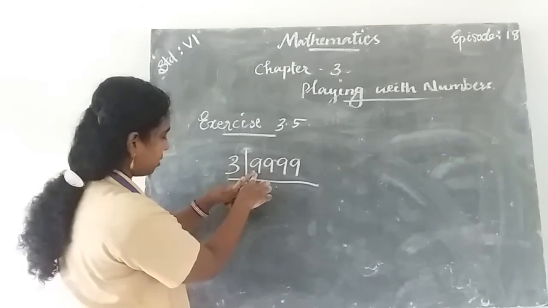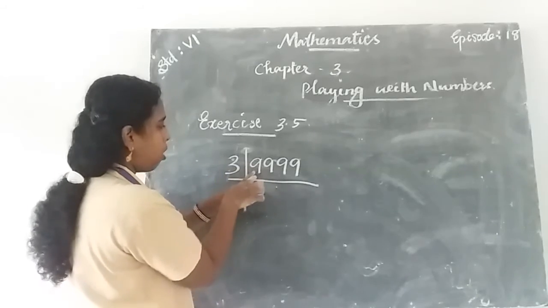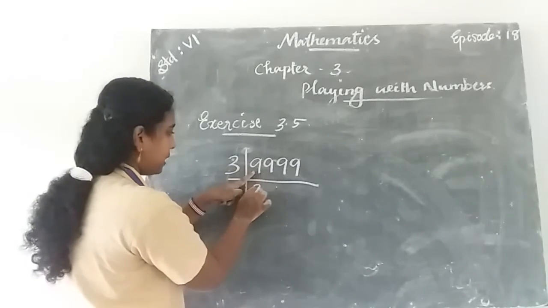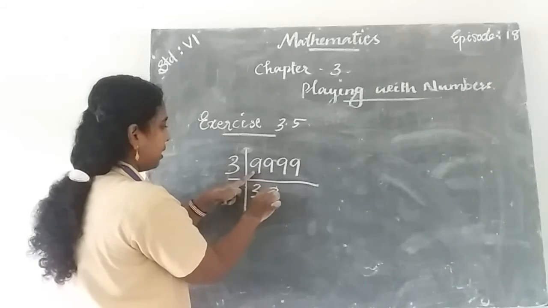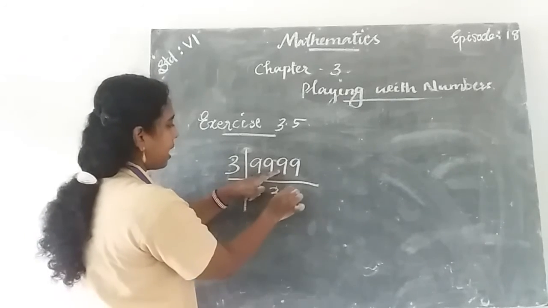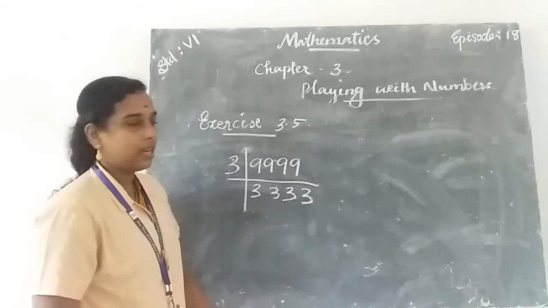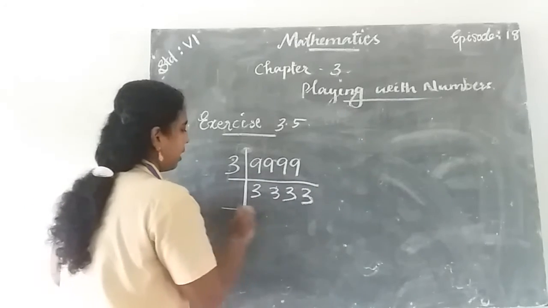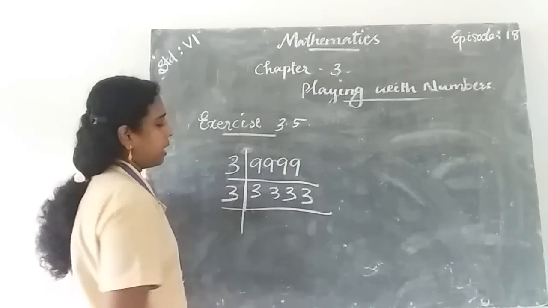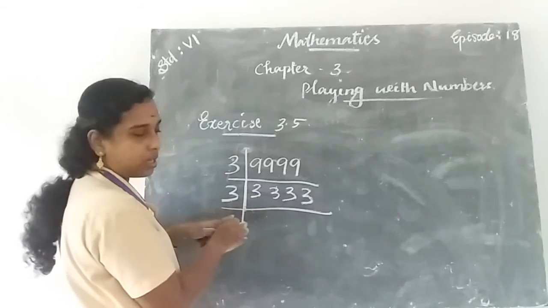First digit is 9. So how many 3s are 9? 3 3s are 9. Again 3 3s are 9, and another 3 3s are 9. Here 3 comes, and 3 is also divisible by 3. And how many 3s are 3?